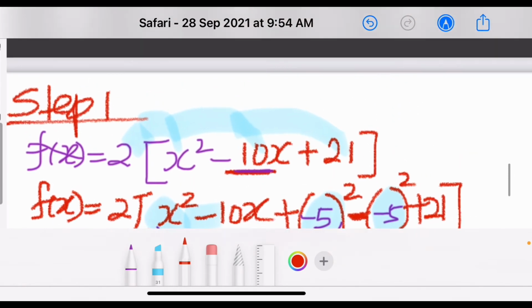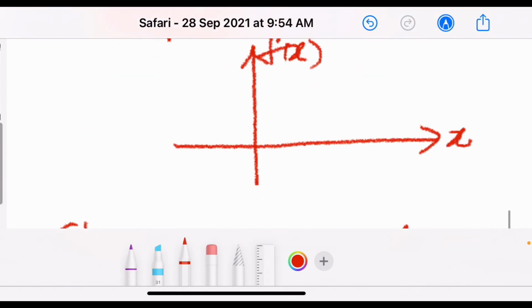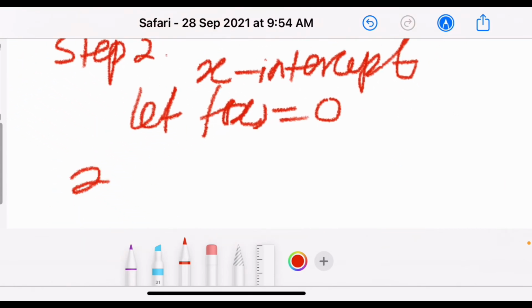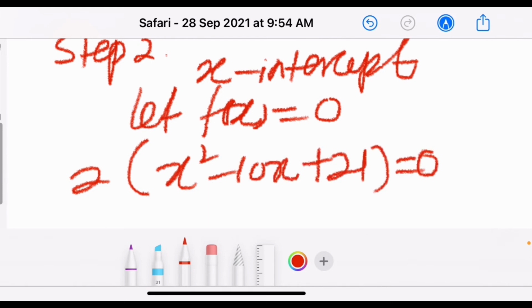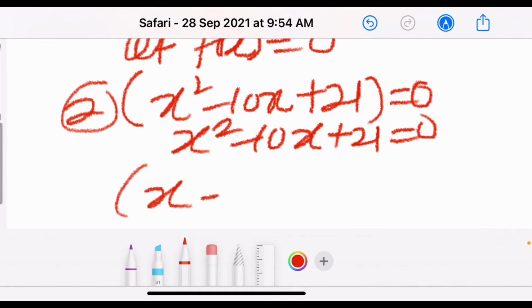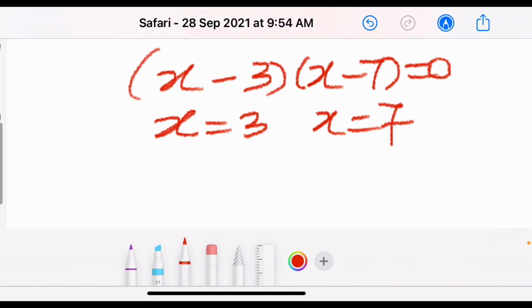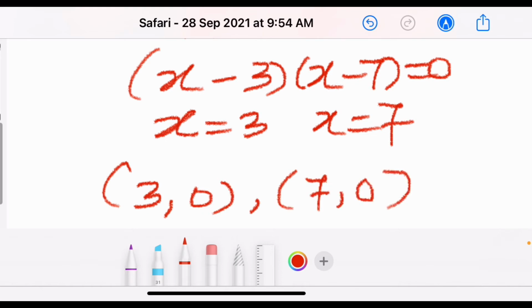We can choose this one, 2x squared. We can even write it like this: 2x squared minus 10x plus 21 equal to 0. So this one bring over, so x squared minus 10x plus 21 equal to 0. We factorize and get (x minus 3)(x minus 7) equal to 0. So we have two values of the x-intercept, 3 and 7. In fact, you can write the x-intercepts as (3, 0) and (7, 0). These are the x-intercepts.